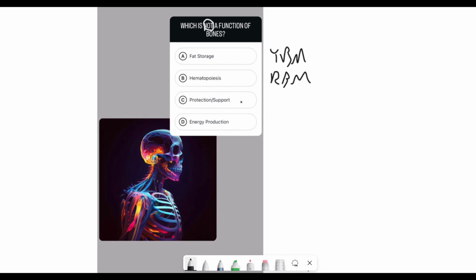Protection and support. Yep. I mean, you have your tendons, your ligaments for the movement, which I know that's not part of that, but you have your protection from your axial skeleton, support for the entire framework, so that's going to be correct. You can cross all these out, which means that D should be the correct answer. Why is D the correct answer?